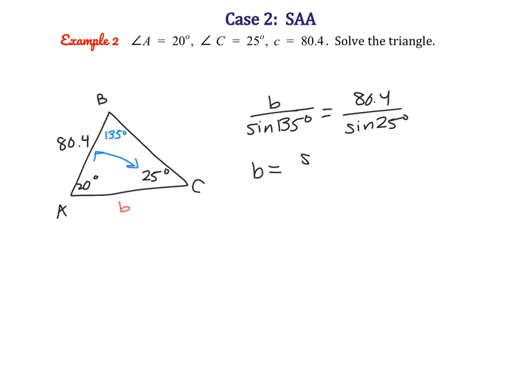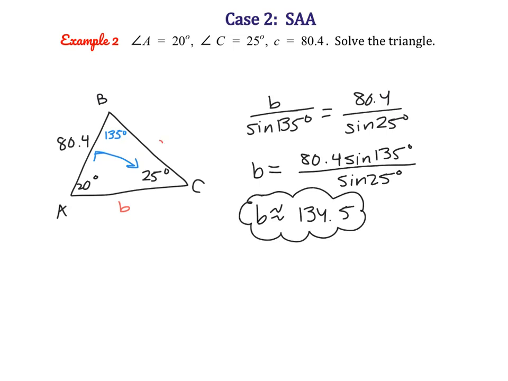So in my calculator, I will plug in 80.4 times the sine of 135 degrees all over the sine of 25. And B is approximately 134.5.